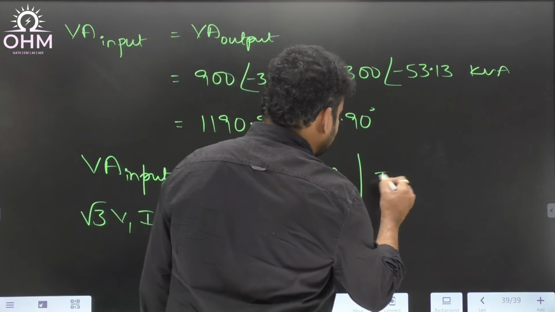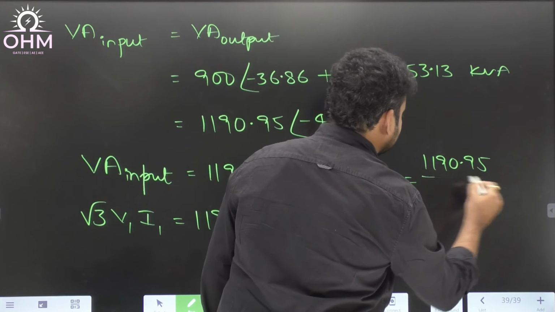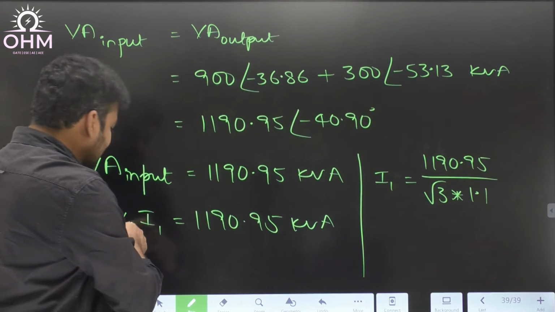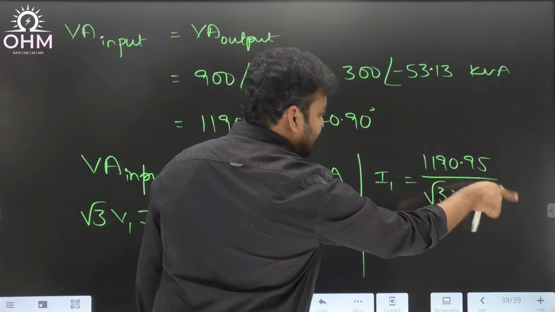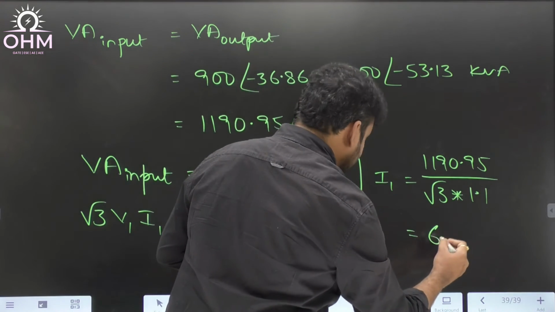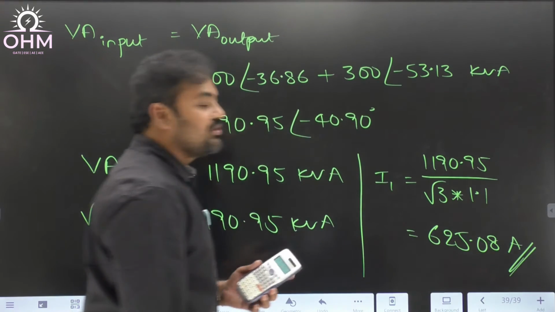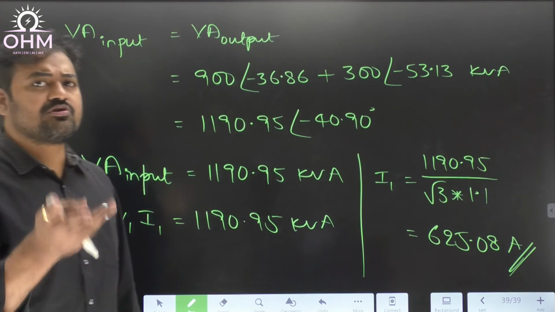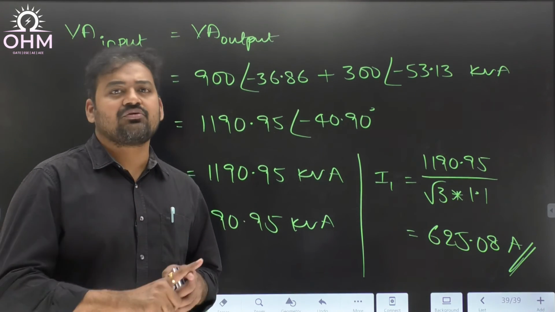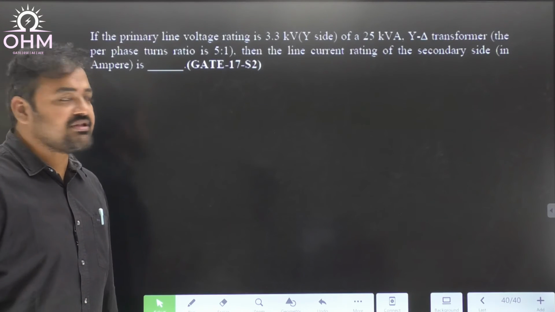So I1 will be equal to 1190.95 divided by root 3 into 1.1. See, this is also k, voltage is also k. That k and k will cancel. Therefore, you will get the answer. So the input line current will be 625.08 ampere. Very simple, two loads are there, add both of them, but as the kVA ratings were given, add vectorially. The power factor angle will play a major role here. Understand? Okay, let's see the next one.